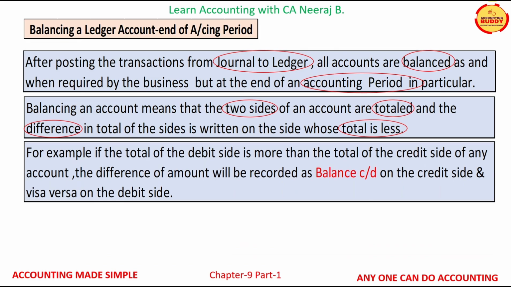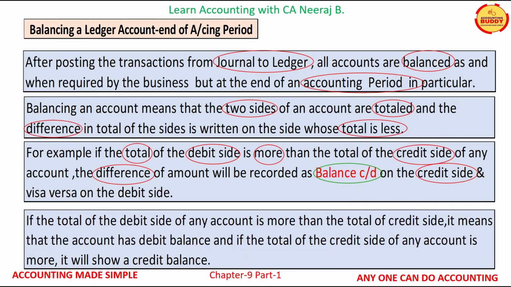For example, if the total of the debit side is more than the total of the credit side of an account, the difference of amount will be recorded as balance carried down on the credit side and vice versa on the debit side. If the total of the debit side of an account is more than the total of the credit side, it means that the account has debit balance, and if the total of the credit side of an account is more than the debit side, it shows the credit balance.